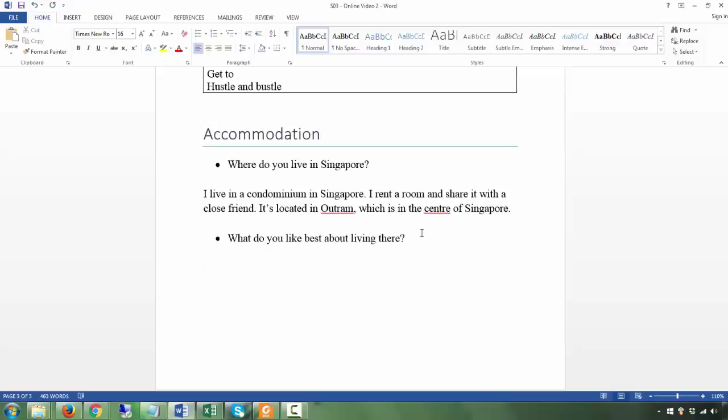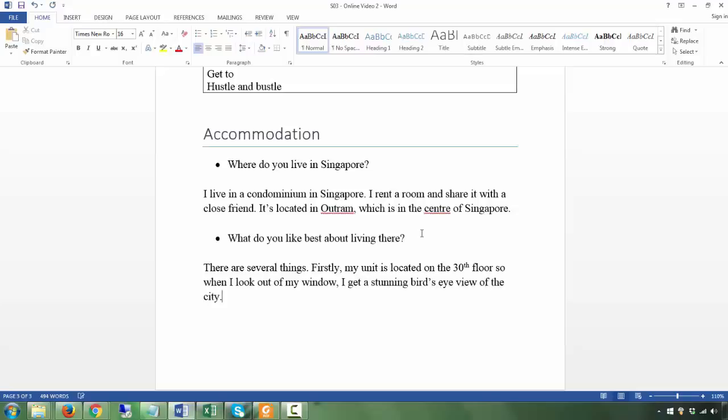What do you like best about living there? Okay, you can start with "there are several things." Firstly, my unit is located on the 30th floor, so when I look out of my window, I get a stunning bird's eye view of the city. Okay, so you have a nice adjective, stunning bird's eye view. That's kind of like an idiom of the city.